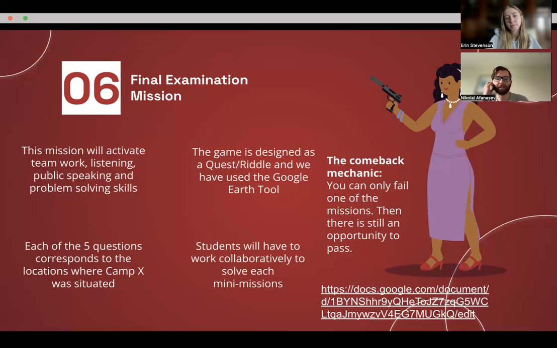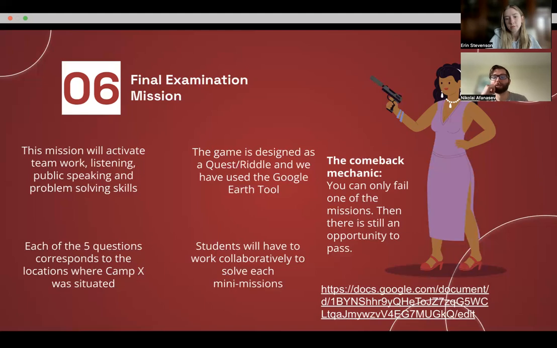So students will have to work collaboratively to solve each of these mini missions. And we are reminding you here of the comeback mechanic. Each of the groups can only fail one of the missions, and then there is still an opportunity to pass, because we don't want to frustrate people too much.